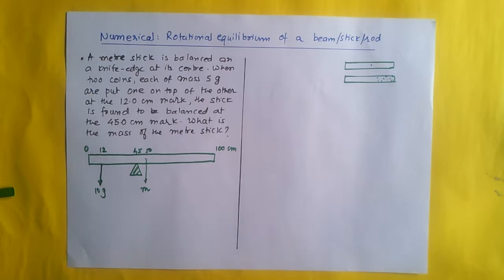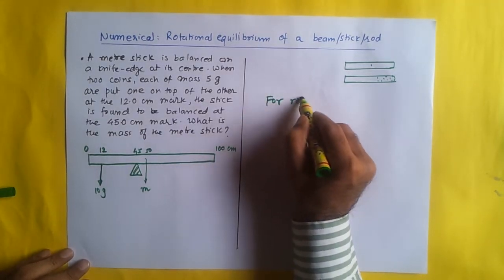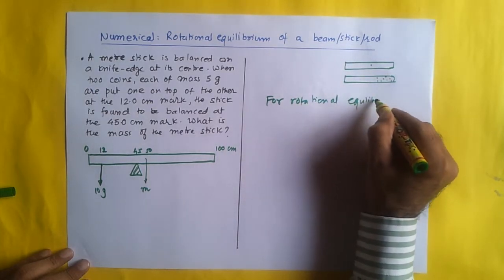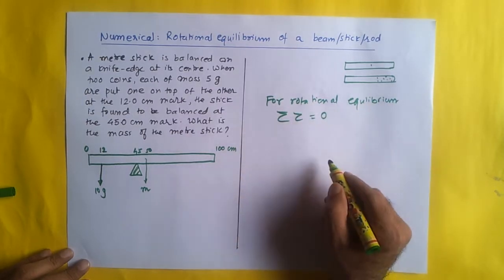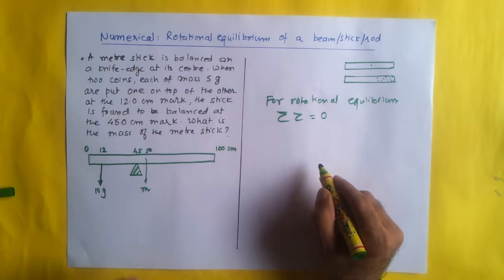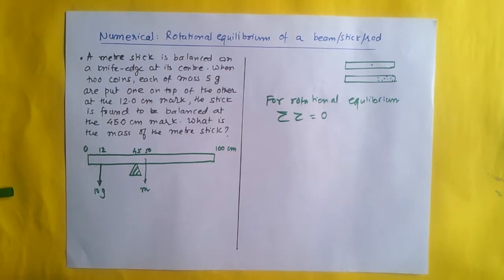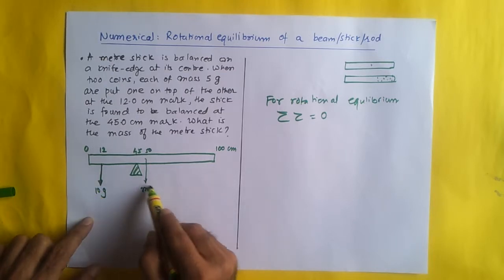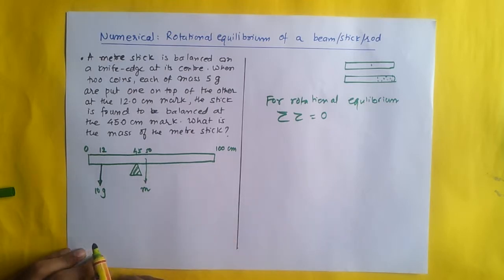Now, for rotational equilibrium of any object, we know that sigma tau is equal to 0. That means the algebraic sum of all the torques has to be 0. Let us look at this situation and see what torques are acting. To find the torques, we first need to identify the forces. We have two forces, the 10 gram force and the mass m, which we have to find out. These are the two forces acting on this stick.